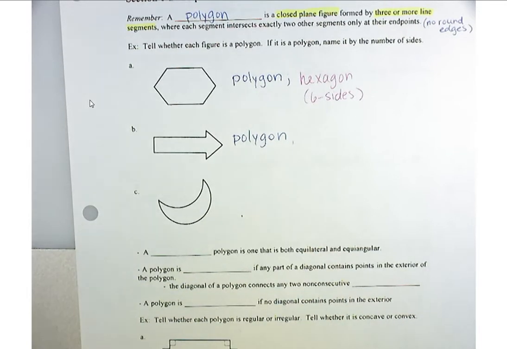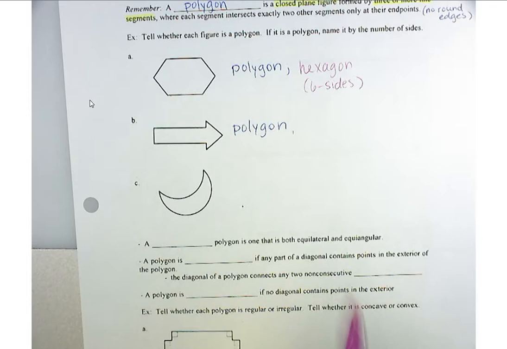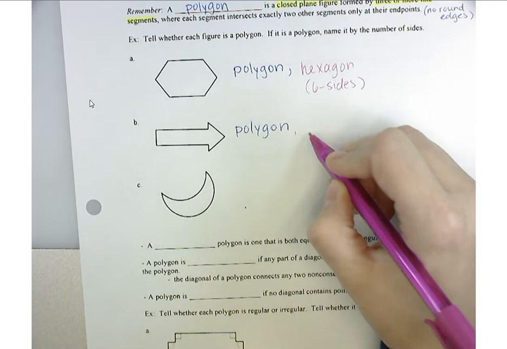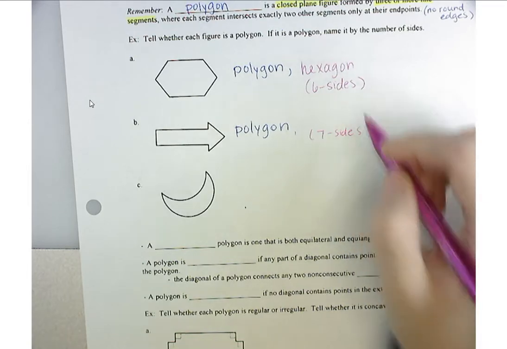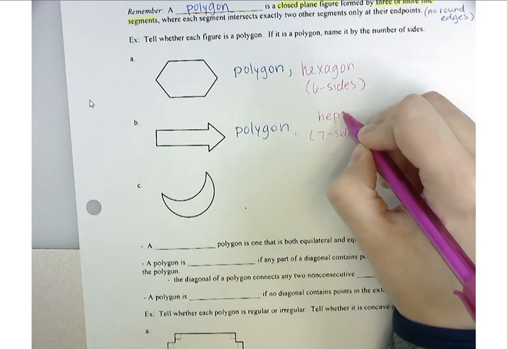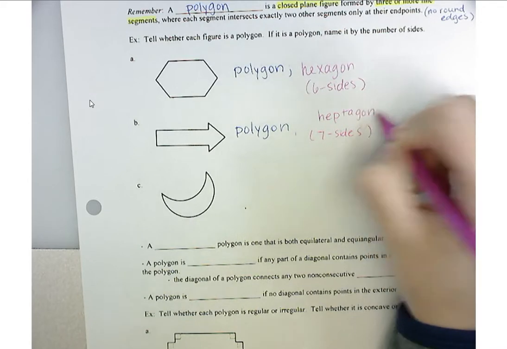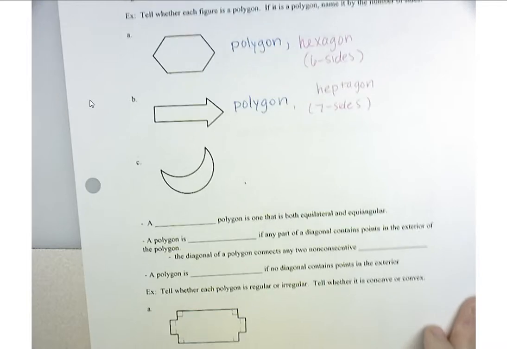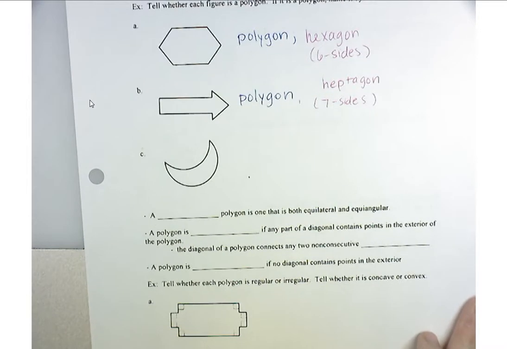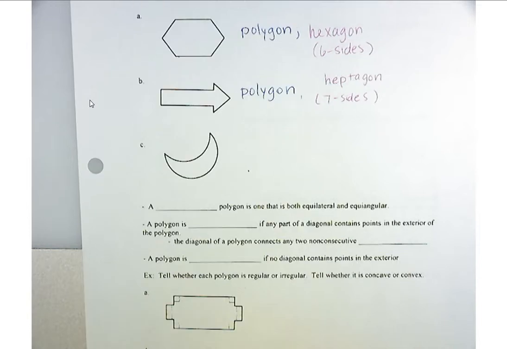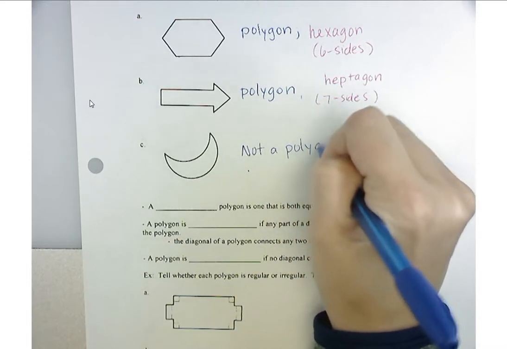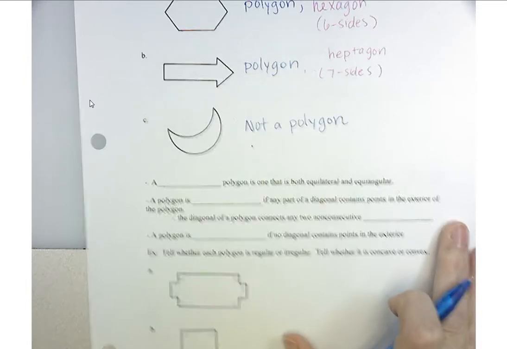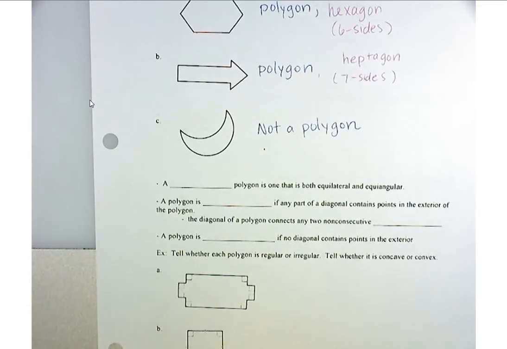Okay, and how many sides does this have? 7. Does anybody know what it's called? It is a heptagon. Okay, and then for C, because we do have this rounded edge here, this is not a polygon. But it is a very pretty half moon, or crescent moon, really. That's what we would call it.